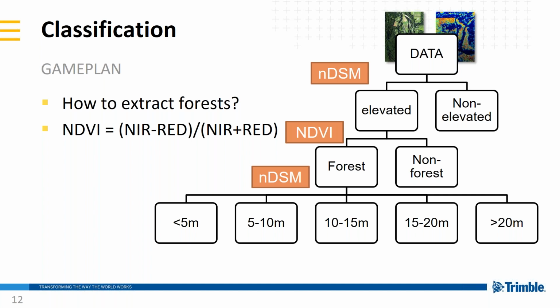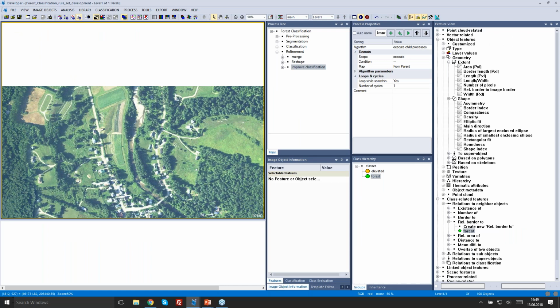And we're going to discriminate into these five classes. It's lower than 5 meters, 5 to 10, 10 to 15, 15 to 20, and higher than 20 meters. And I'm going to show you a very nice algorithm called multi-threshold segmentation, which does that in one step. So let's go for the last steps.